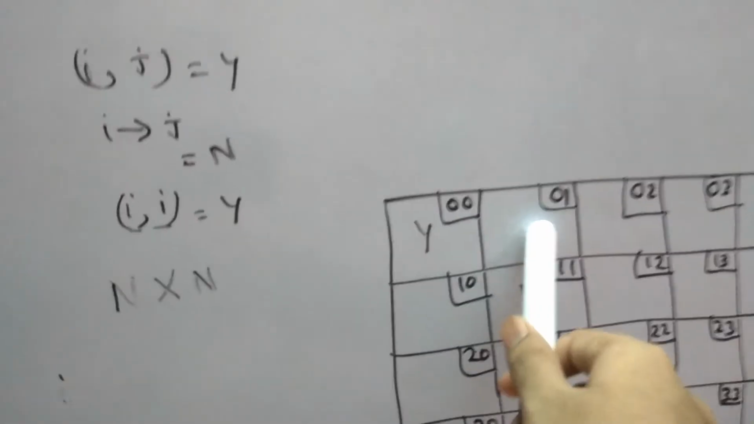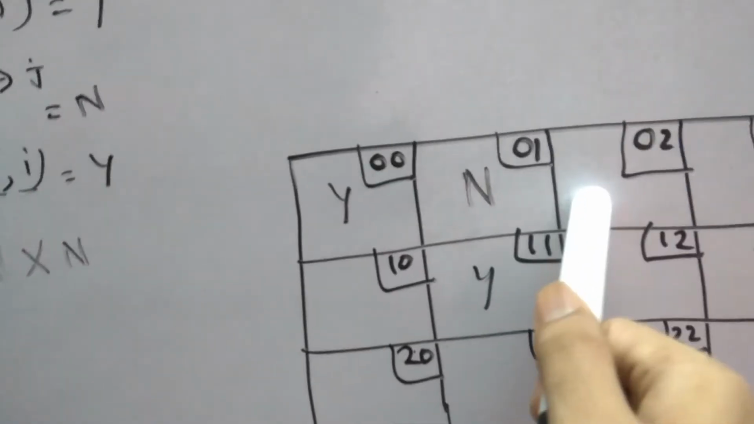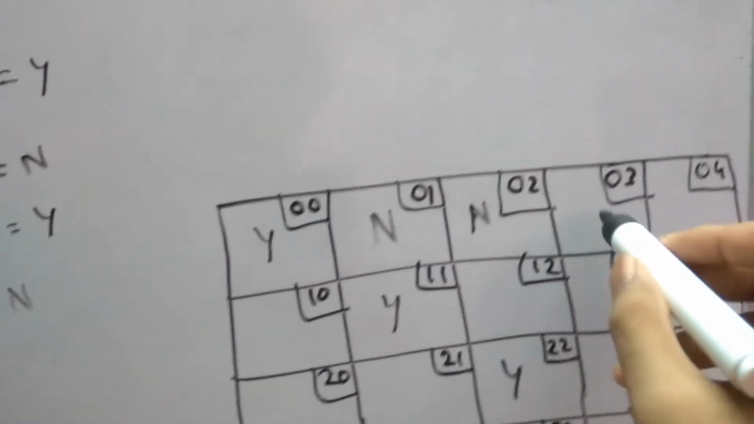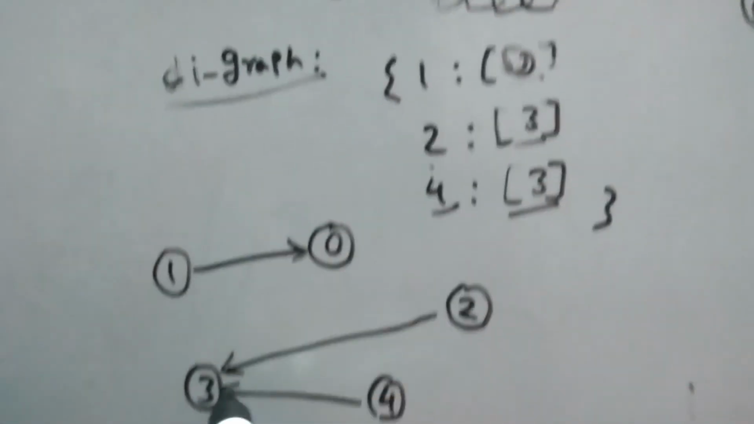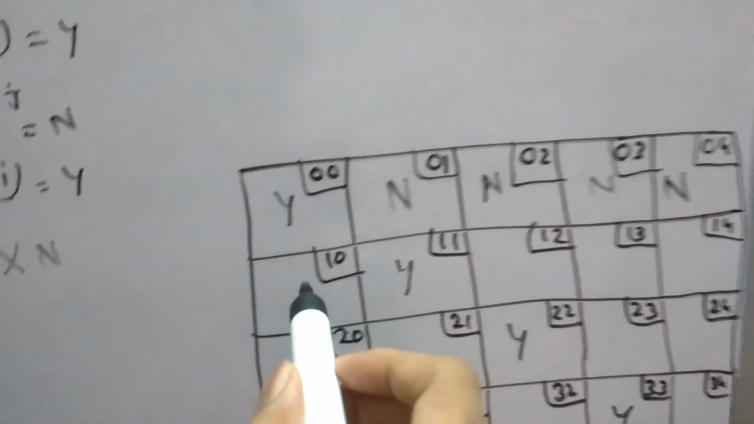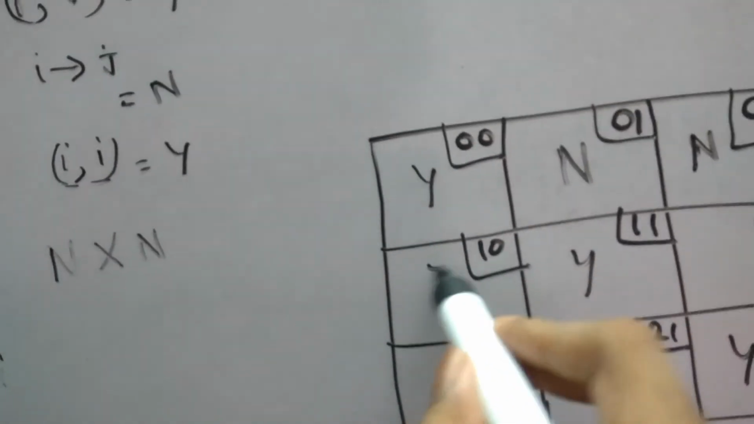So now first check, is it possible for me to travel from 0 to 1? Let's see, 0 to 1 is not possible, so no. 0 to 2, is it possible? 0 to 2, there is no connection, so it's no. 0 to 3 not possible, and 0 to 4 also not possible, so both no. So now check, 1 to 0 is possible, 1 to 0 there is a path, so yes, and this is already yes.